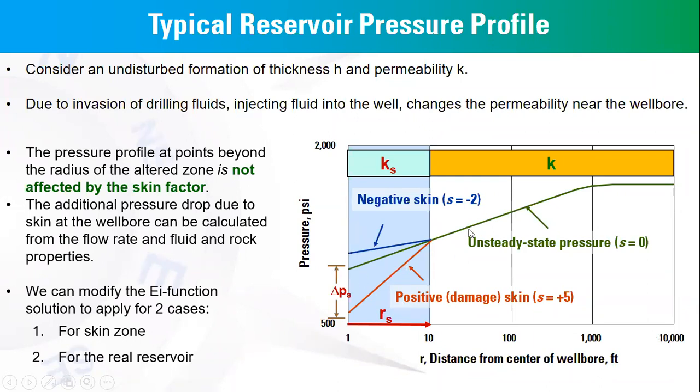And as you can see, in the green color, we have this normal pressure profile. In case we have positive skin damage around the wellbore, we have an additional pressure drop in this region, delta Ps. While if we have an enhancement in the permeability around the wellbore, we will have negative skin, which means the pressure at the wellbore will be higher than expected because we have an enhancement in this region.